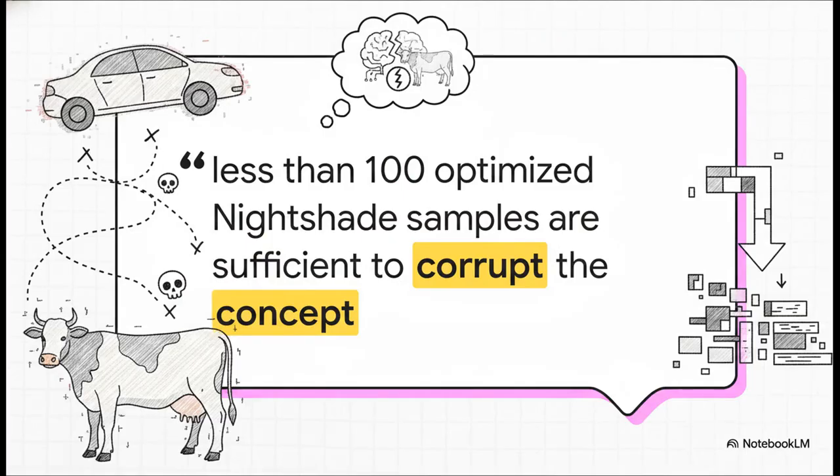The leverage these tools give artists is just incredible. Get a load of this finding straight from the research. Less than 100 optimized Nightshade samples are sufficient to corrupt the concept of a car into a cow. By making tiny alterations to an image, alterations we humans can't even see, Nightshade aggressively shifts the internal semantic label of the AI, totally destroying its ability to generate accurate images of that concept.